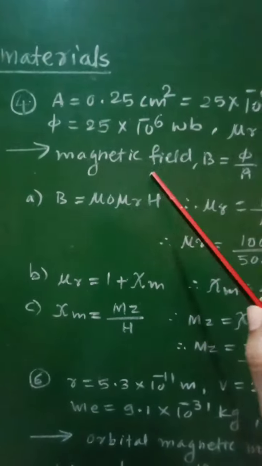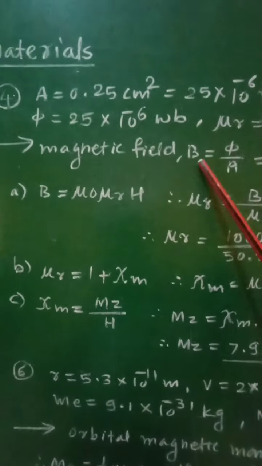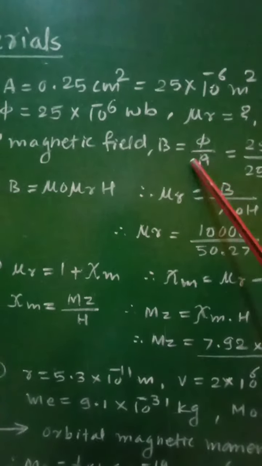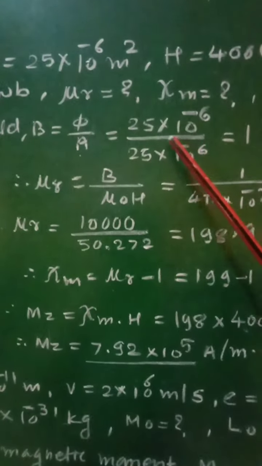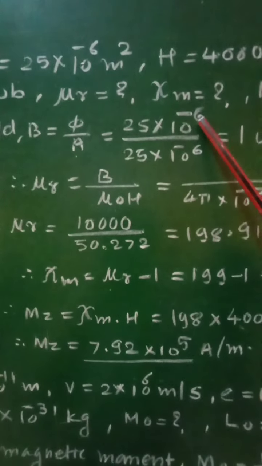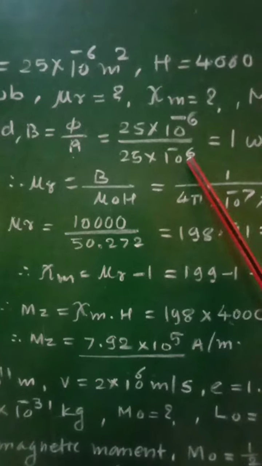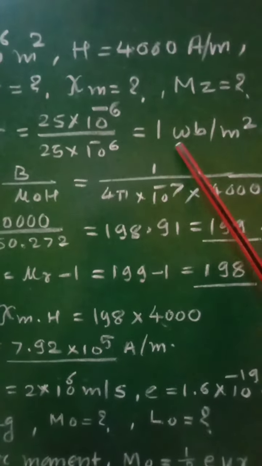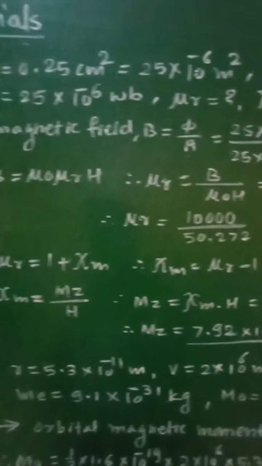So the magnetic field B is nothing but the magnetic flux per unit area, that is B equal to phi by A, and therefore it will be equal to 25 into 10 raised to minus 6 divided by 25 into 10 raised to minus 6, which comes out to be 1 Weber per meter square. So this is the magnetic field, 1 Weber per meter square.